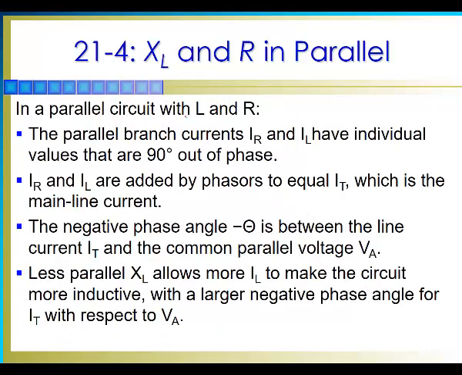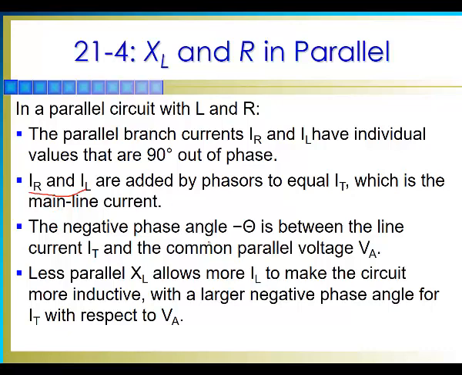So in a parallel circuit with inductance and resistance, the parallel branch currents IR and IL have individual values that are 90 degrees out of phase. IR will lead IL. So IR and IL are added by phasors to equal the total current, which is the main line current. So basically, do not add this algebraically. Just do it like phasors using the Pythagorean theorem.